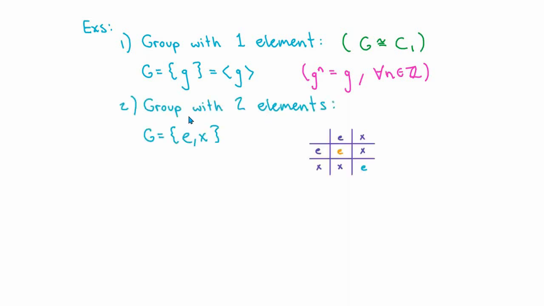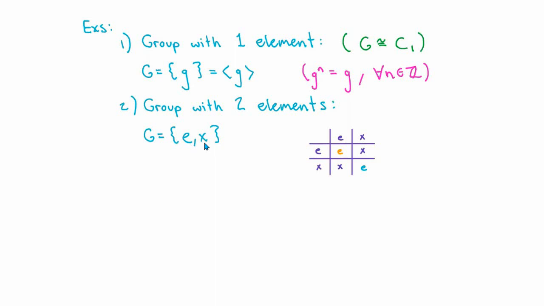Now let's consider the group with two elements. Which of these two elements do you think is a generator for the group? Well, it's certainly not the identity element, because no matter what power you take the identity element to, you just get the identity element back, and you'll never get x.